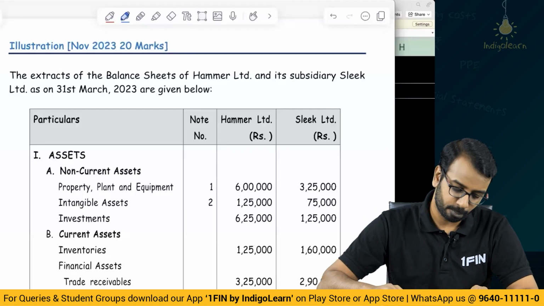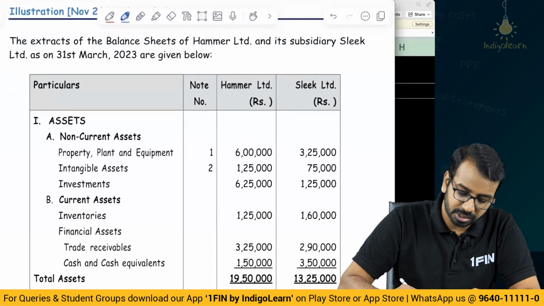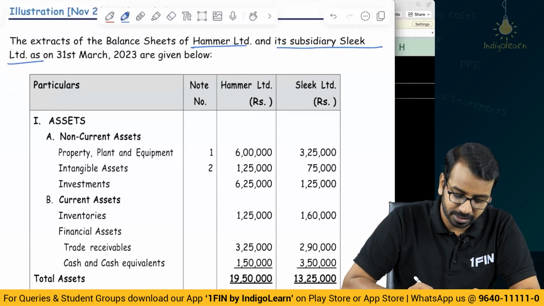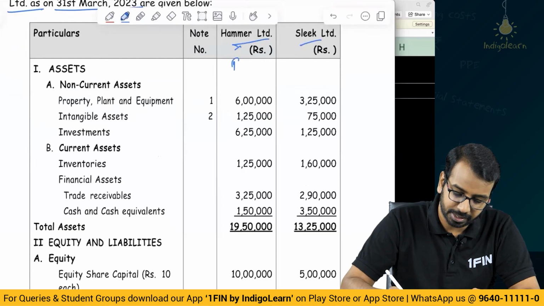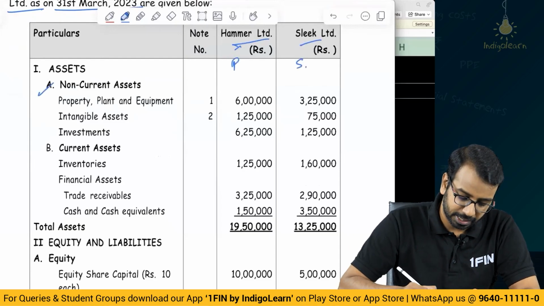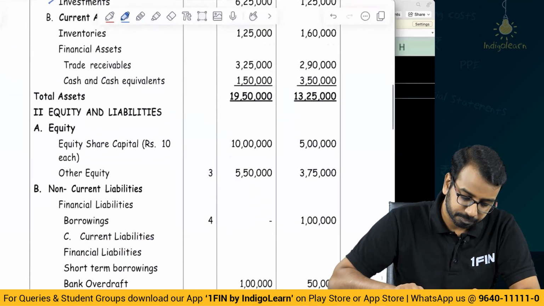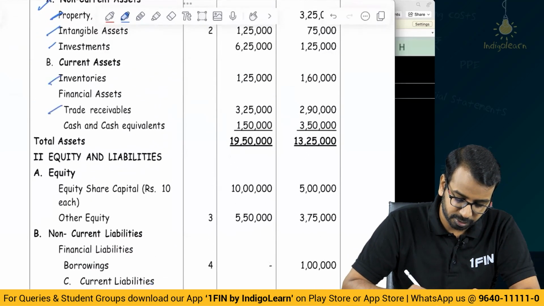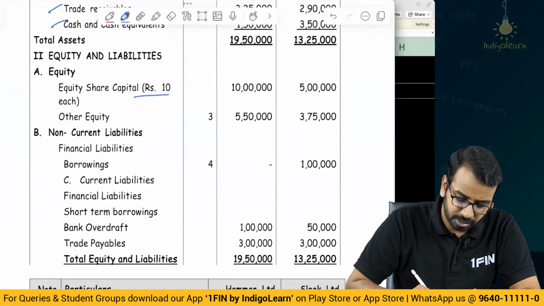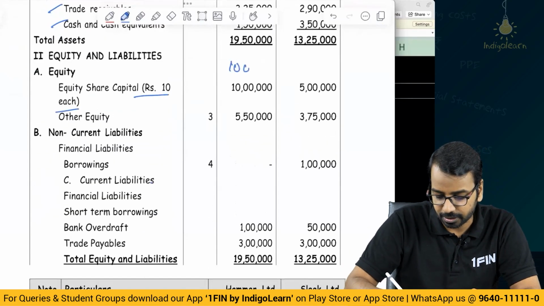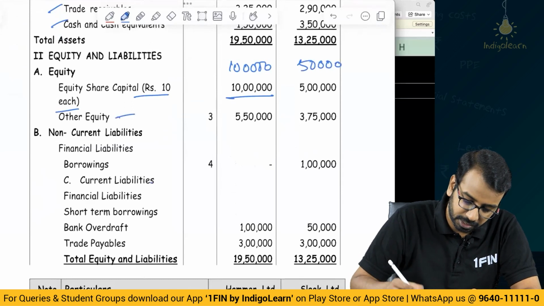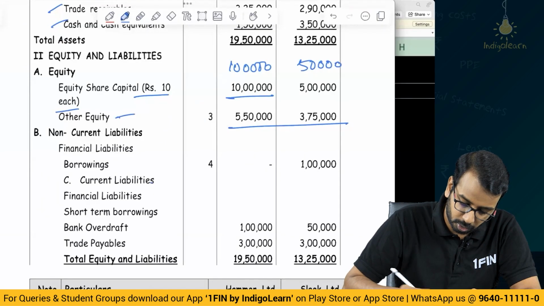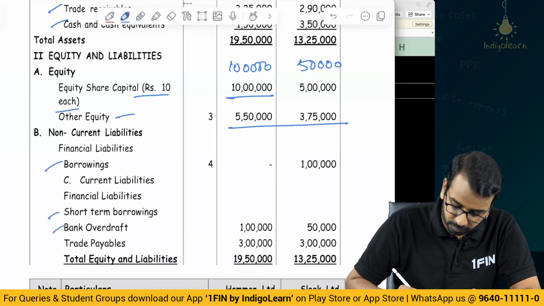The extracts of the balance sheets of Hammer Limited and its subsidiary Sleek Limited as on 31st March 23 are given below. So you have Hammer, Sleek, this is the parent entity, this is the subsidiary entity. Non-current assets, property, plant, PPE, intangible asset, investments, inventories, trade receivable, cash, nothing new. Equity share of 10 each, so you have 1 lakh here and you have 50,000, the number of shares. Then other equity, then you have borrowings, short-term borrowings, you have bank overdraft, trade payables.